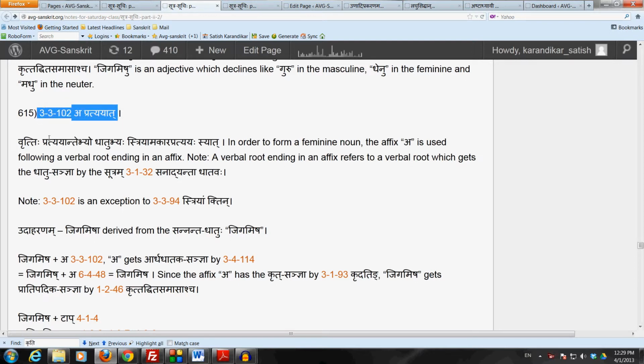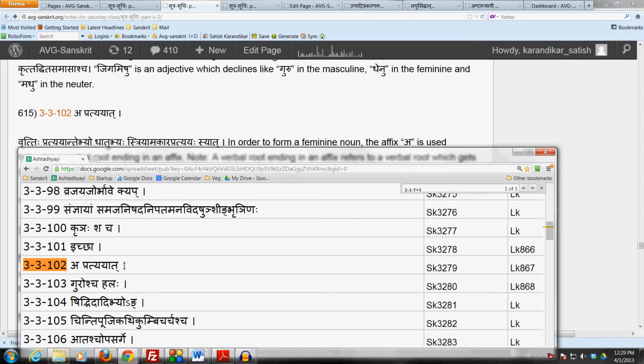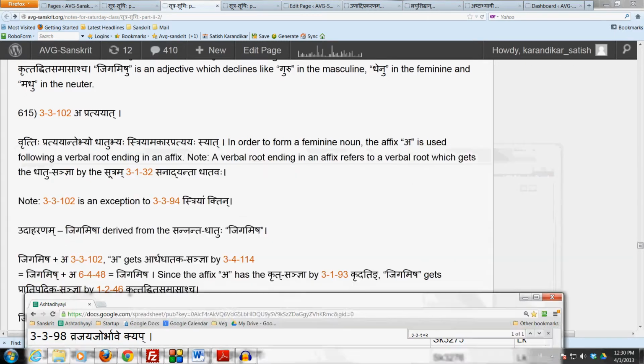3.3.102 says apratyayat. Actually, this would be the time to take the sutram 3.3.102 in the correct order, but since we wanted to form the feminine nouns at that time, we took it kind of out of order. We should remind ourselves that the sutram comes in order now, before we take our next sutram, which is guroshchahalaha. So a quick revision of 3.3.102 apratyayat.